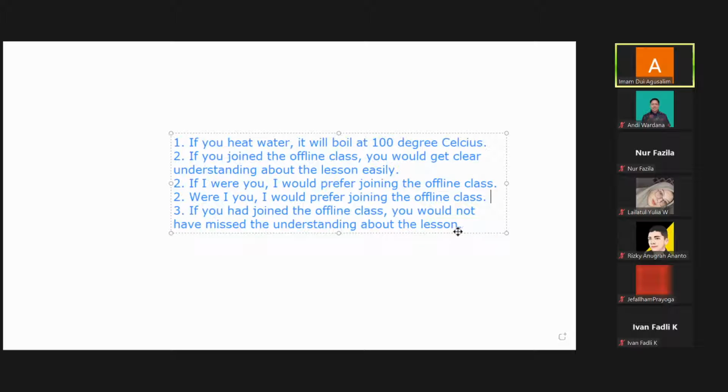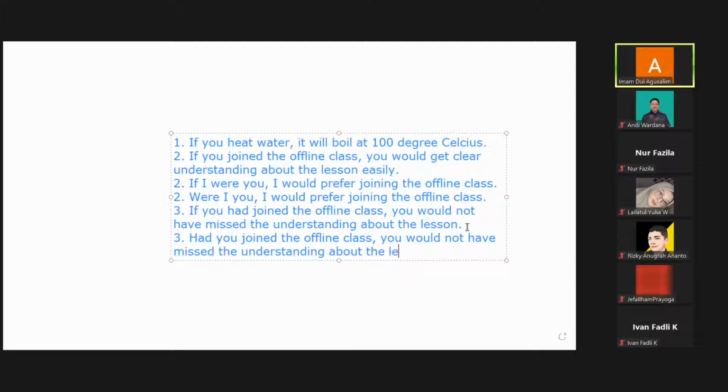Then for type 3, it is similar. The reduction will be like this: had you joined the offline class, you would not have missed the understandings about the lessons. Okay, so this is about reductions that may be found in the conditional sentence, or in the adverb clauses. Jadi pengandaian atau adverb clause bisa direduksi dengan cara menghilangkan if-nya, biasanya begitu.